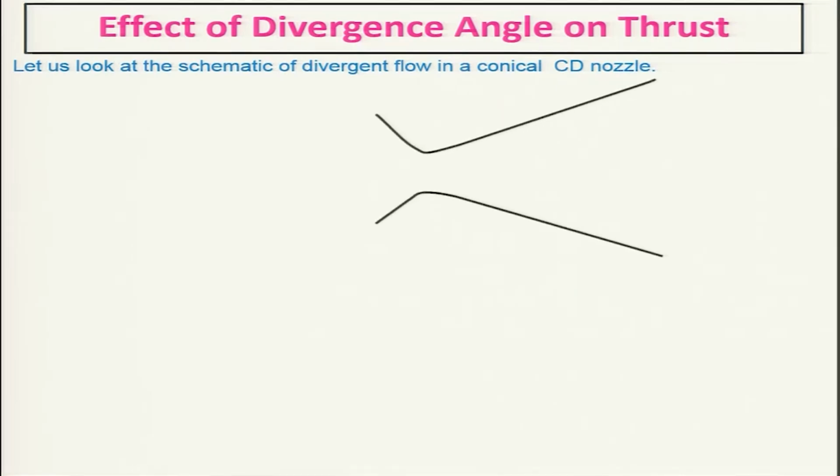Let us now look at the effect of divergence angle on the thrust produced by the engine due to the expansion of the high temperature and pressure gas in the convergent-divergent nozzle. For that, let us look at the schematic diagram of a conical CD nozzle. It has a convergent portion, a throat area and a divergent portion, and this is your axis, this is the x direction and this is the r direction, and this is having the RE.